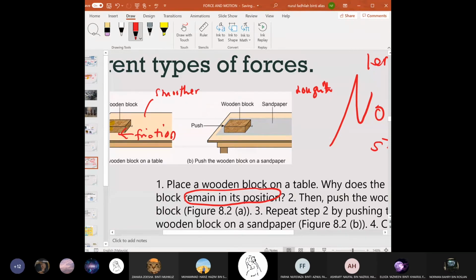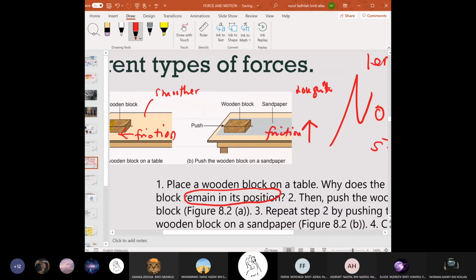In fact, maybe on the sandpaper, when you push the wooden block it may not move at all. Why is that? Because the friction here is higher compared to the friction on the table. Why is the friction higher? Because the surface is rough.